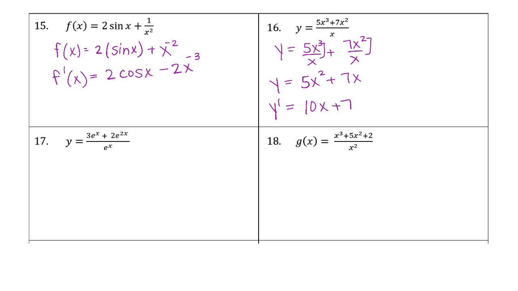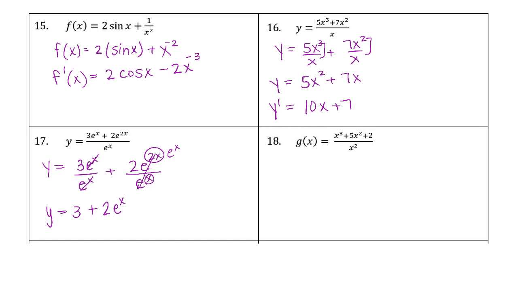All right, same thing with 17. We are going to divide this up. So we're going to have y equals 3e to the x over e to the x plus 2e to the 2x over e to the x. And so those are going to cancel. And so that's just going to give me a 3 plus, we have 2e to the x's on top and 1 on bottom. So those are going to cancel, leaving 1e to the x. So I'm going to have 2e to the x.